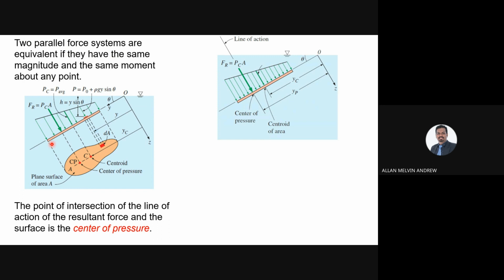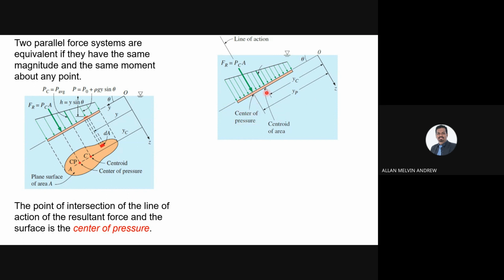The point of intersection of the line of action of the resultant force and the surface, we call the center of pressure. The place where the force is applied, we call the center of pressure. The center of pressure is just one point. It's like an arrow, and the end of the arrow is the center of pressure.